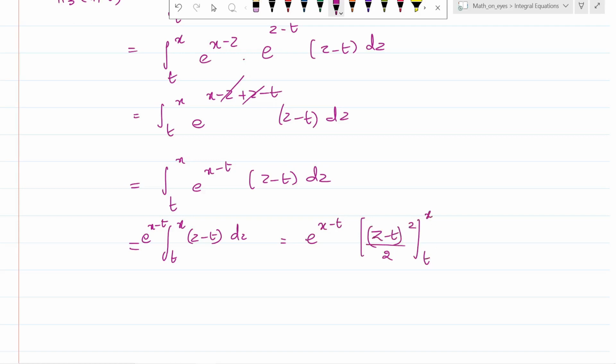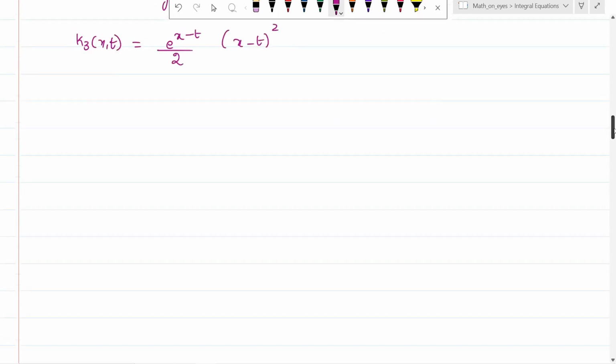When you apply the upper limit, it will be x minus t the whole square. When you apply the lower limit, it will be t minus t the whole square, which is equal to 0. So applying the limits, we will have e to the power x minus t divided by 2 into x minus t the whole square. So this is your k3 of x comma t. Now we will find what is k4 of x comma t.